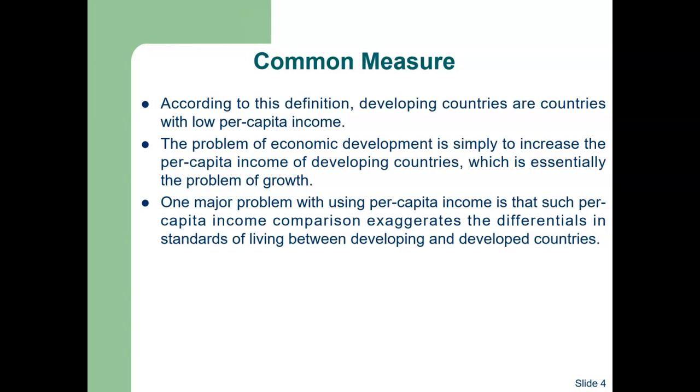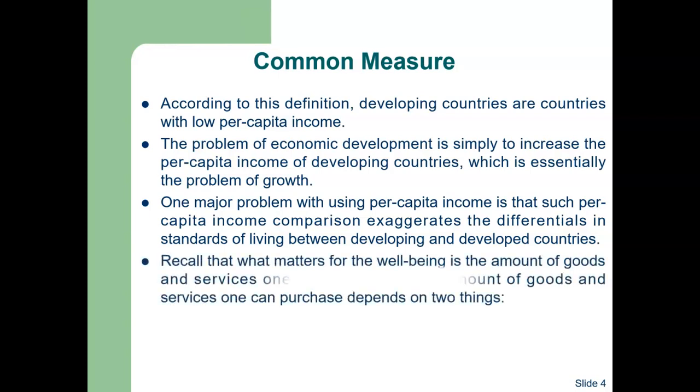One of the major problems with using per capita income is that such per capita income comparison exaggerates the differentials in the standard of living between less developed countries and developed countries. Recall that what matters for well-being is the amount of goods and services one can purchase. The amount of goods and services one can purchase depends upon two things. Number one, income level, and number two, the price level.